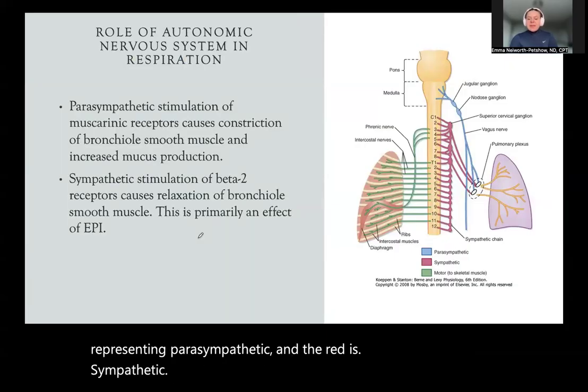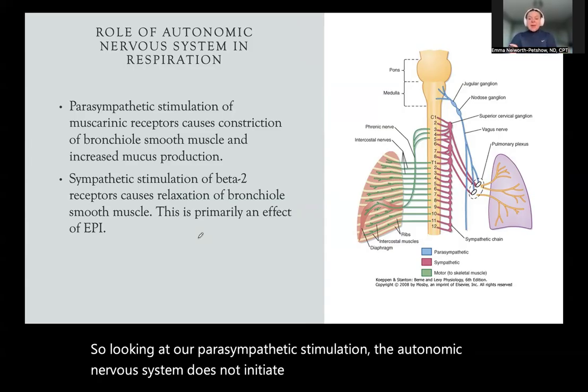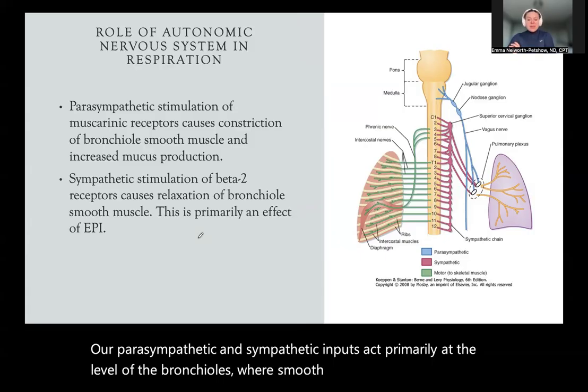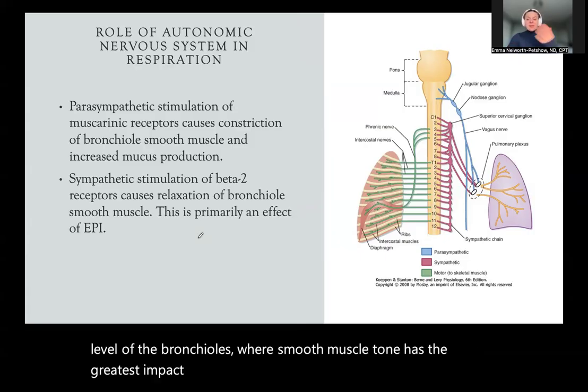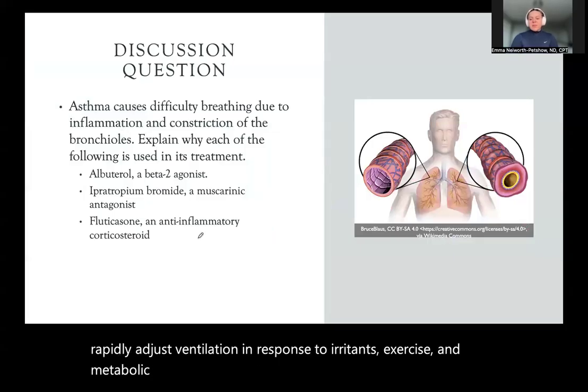So looking at our parasympathetic stimulation, the autonomic nervous system does not initiate breathing. It's important to know that, but it powerfully modulates airway resistance and secretions. Our parasympathetic and sympathetic inputs act primarily at the level of the bronchioles, where smooth muscle tone has the greatest impact on airflow. This allows the respiratory system to rapidly adjust ventilation in response to irritants, exercise, and metabolic demand without really conscious effort.